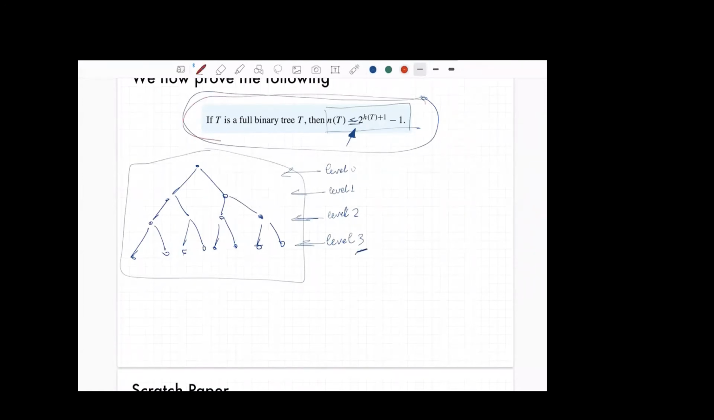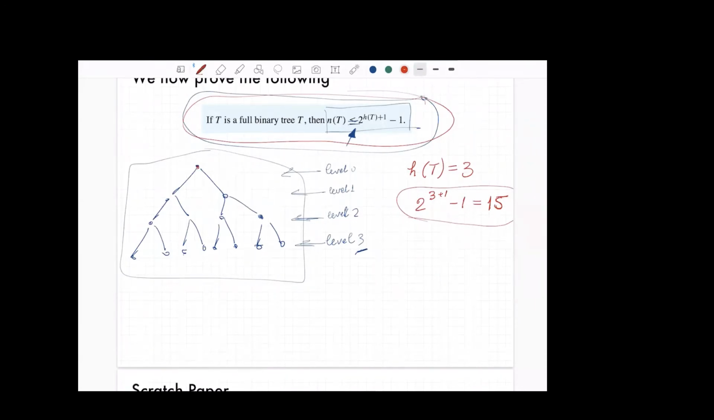First of all, what's the height of this tree? Yeah, the height of this tree is 3. What is 2 to the 3 plus 1 minus 1? If I take this quantity, I have 15. Now let's count the number of nodes.